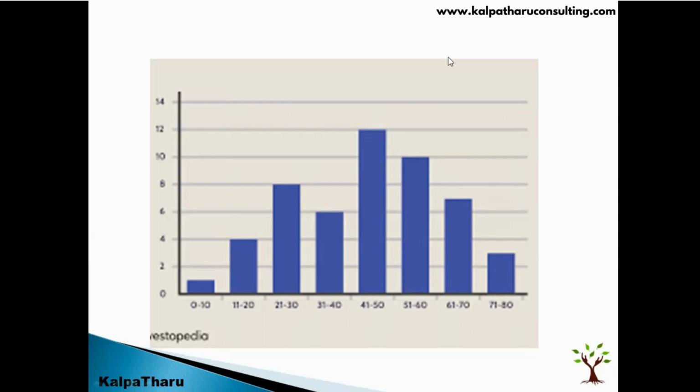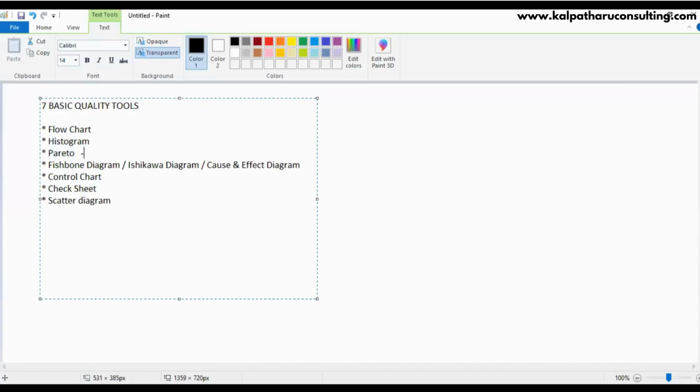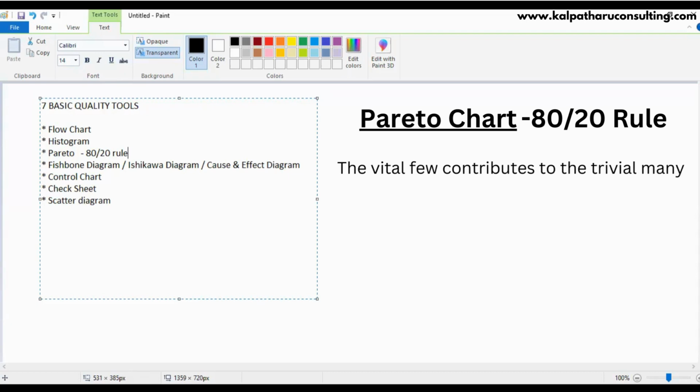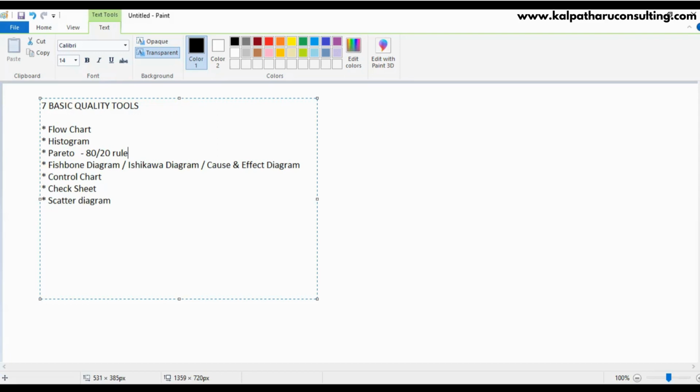And then Pareto chart. So when we are talking about Pareto chart, it is 80-20 rule. Okay, let me explain. See, 80-20 rule, which means the vital few contributes to the trivial many. That is, 20% contributes to the 80%. See, in your project, in your organization, maybe there are lots of defects. If you analyze these defects, you can understand that 20% of the defect heads are contributing to the 80% of the issues. And this applies anywhere and everywhere.